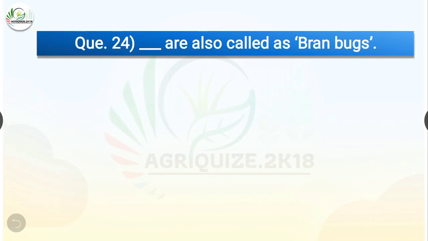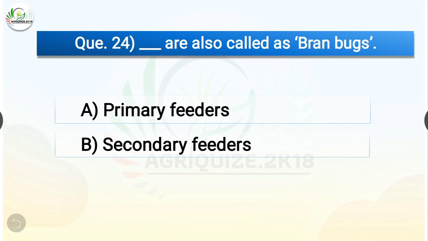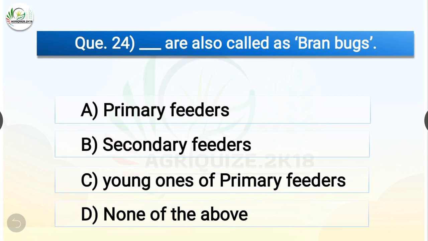Question number 24. Dash are also called as bran bugs. The options are primary feeders, secondary feeders, young ones of primary feeders, or none of the above. The correct answer is option B, secondary feeders. So secondary feeders are also called as bran bugs.